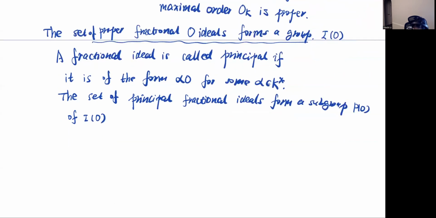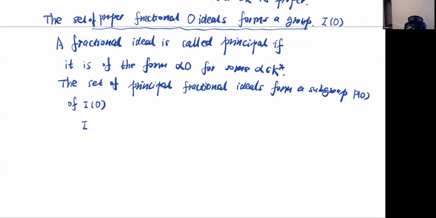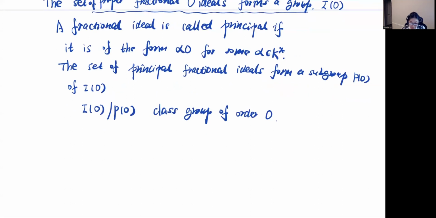Okay, so then we can define their quotient by I of O mod P of O. This is called the class group of the order O. And this is a finite group whose size is called the class number of O.